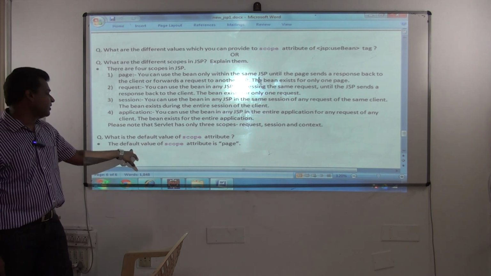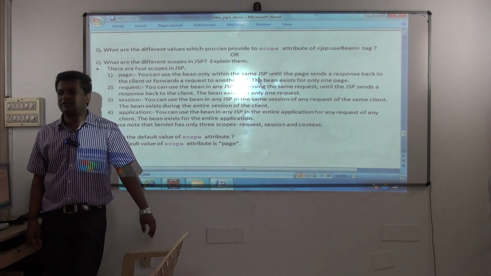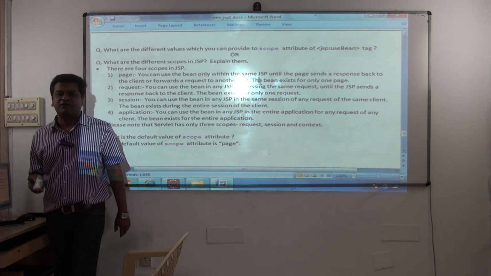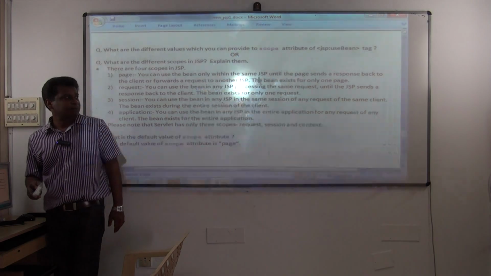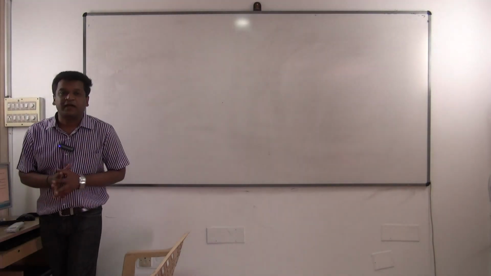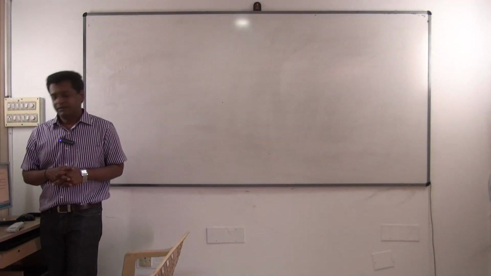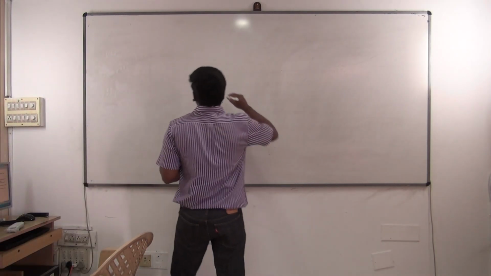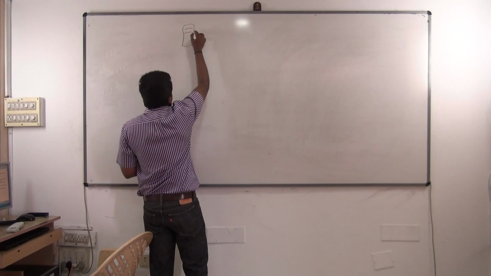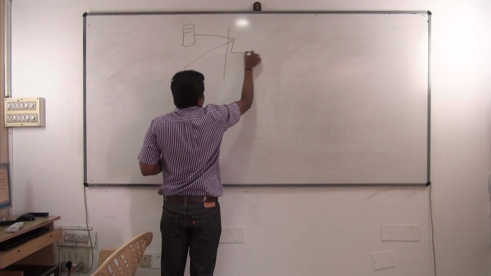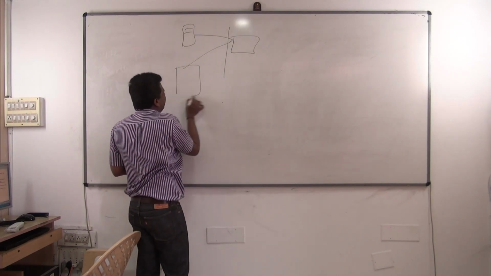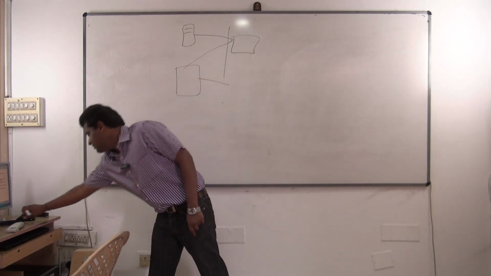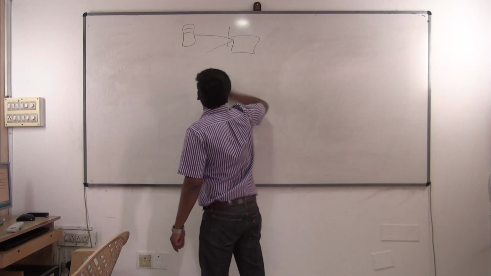What is the default value of the scope attribute? The default value of the scope attribute is page. Okay. So this is the theoretical part of these 3 tags we learned. But practically, how are they used in an application? Yes or no? See, from the practical point of view, no application will ever accept a request in a servlet. Sorry, in a JSP.